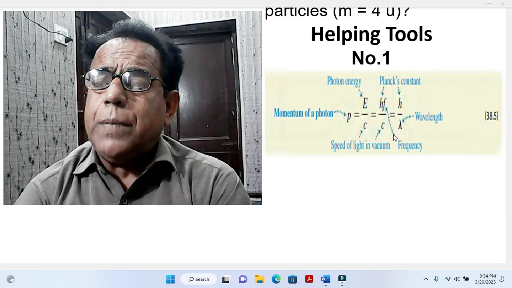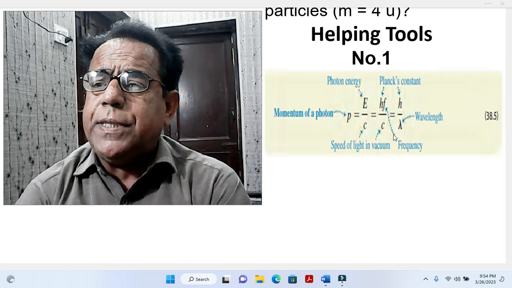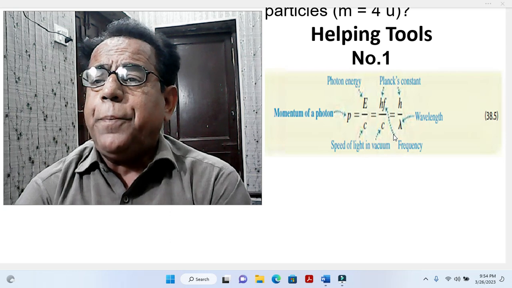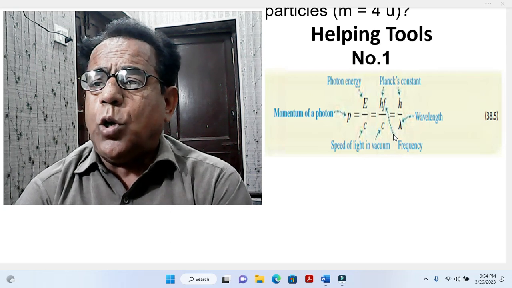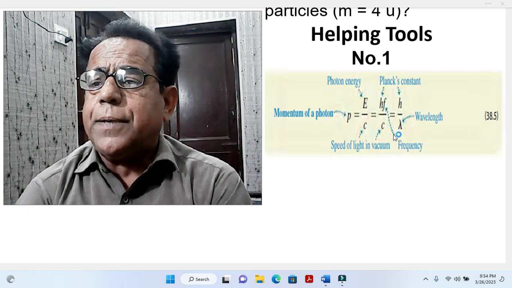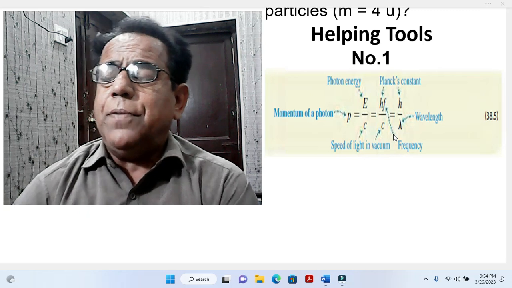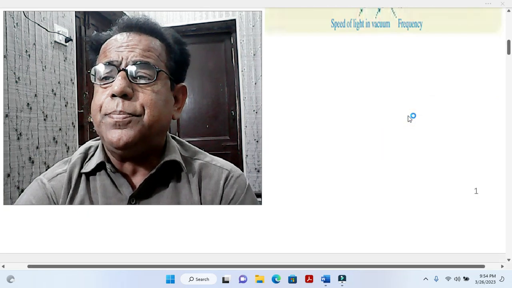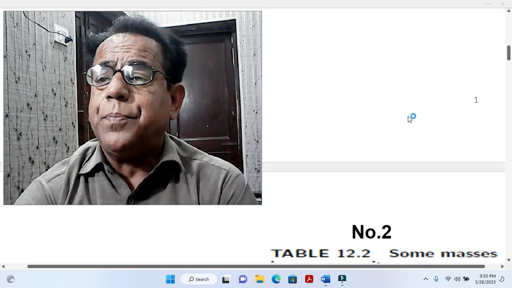Momentum of a photon P is equal to E over c, is equal to hf over c, is equal to h over lambda, where P is the momentum of a photon, E is photon energy, c is the speed of light in vacuum, h is Planck's constant, and lambda is the wavelength. This tool has been repeated many times.